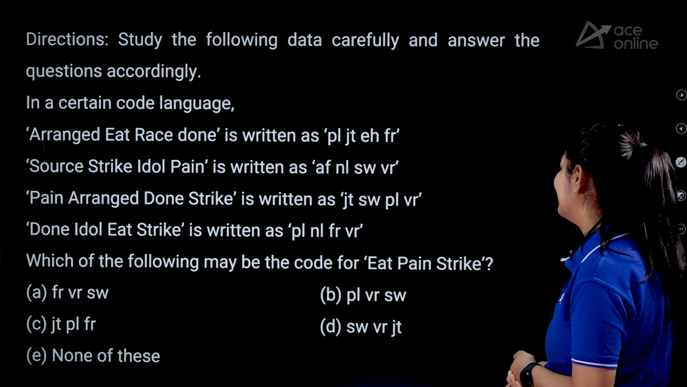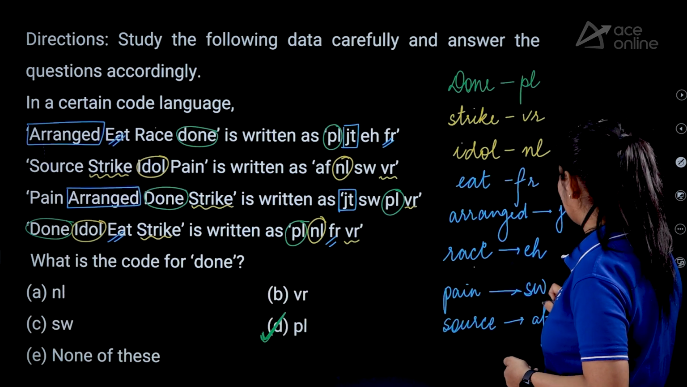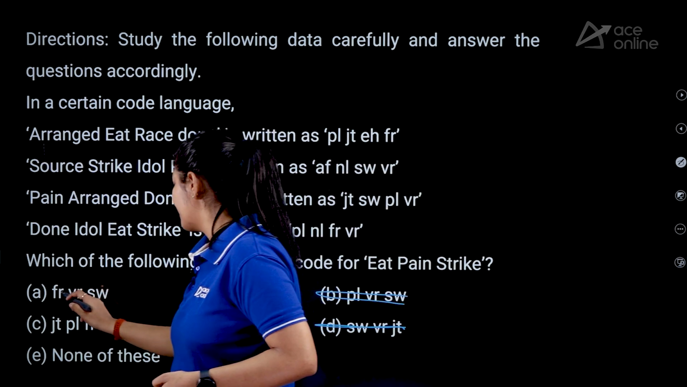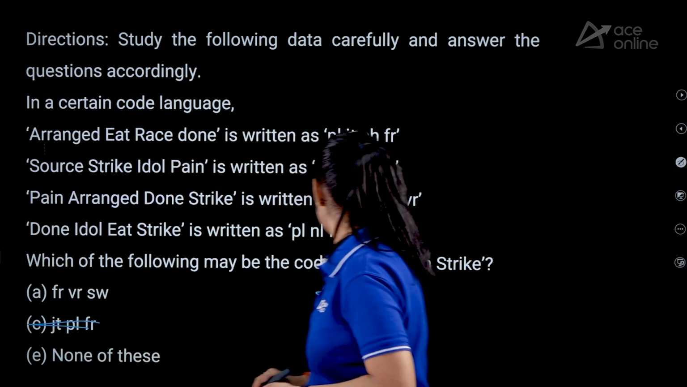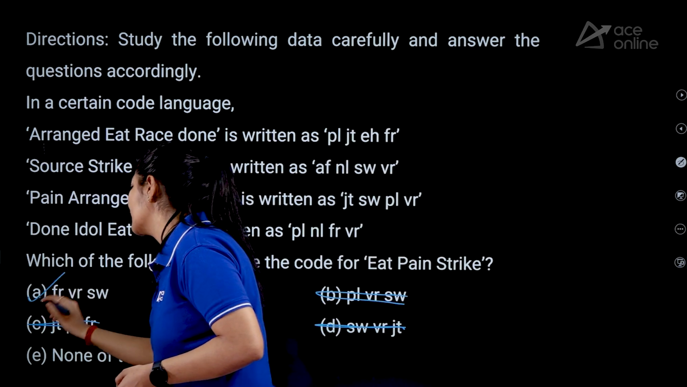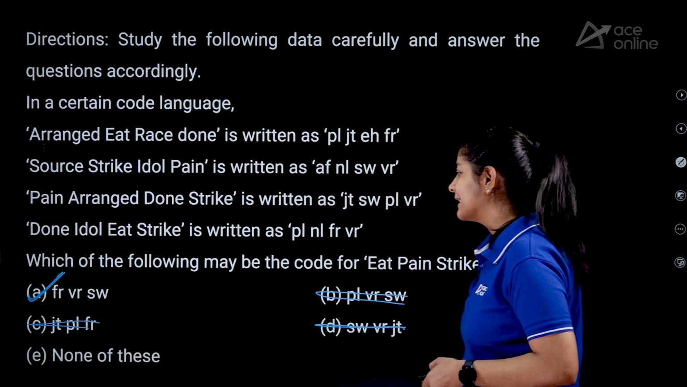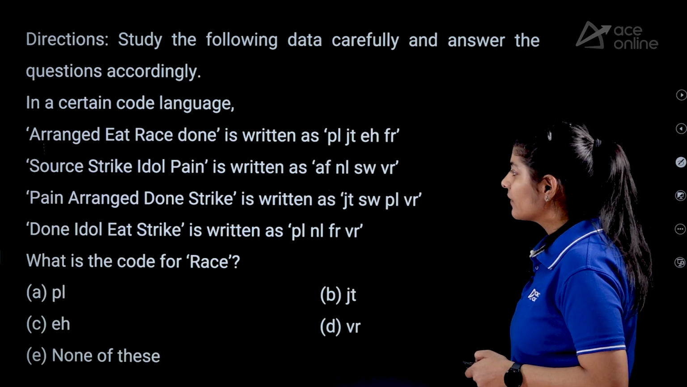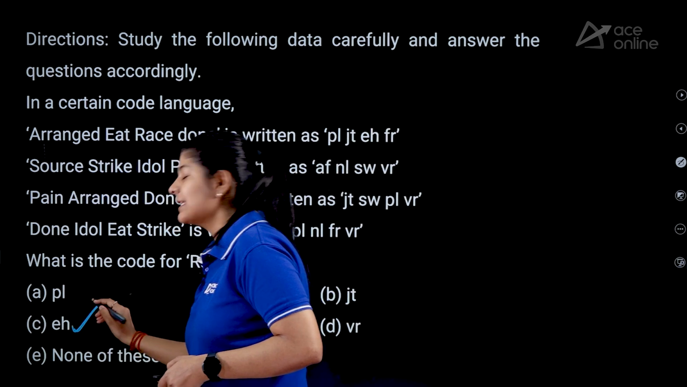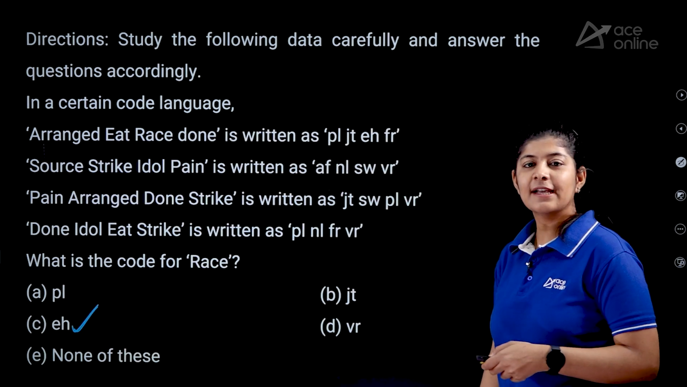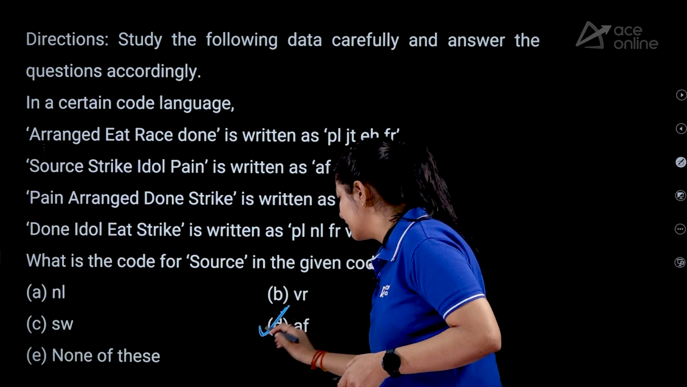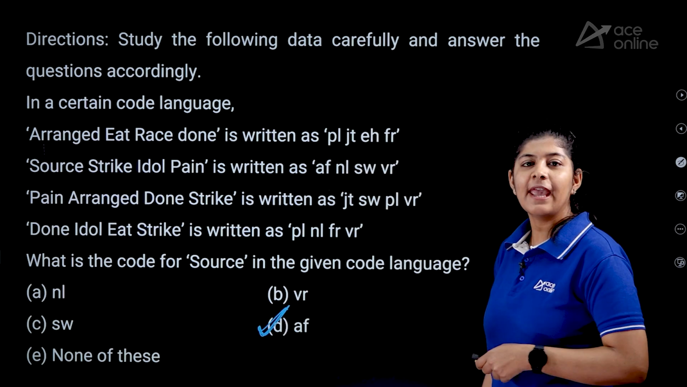Next, eat, pain, strike. Eat FR, pain SW. Now for the strike, we are having FR. That means option number A is the correct one. Next. For the race, that is EH. That means option number C is the correct one. Next. Source. For the source, we are having the code AF.